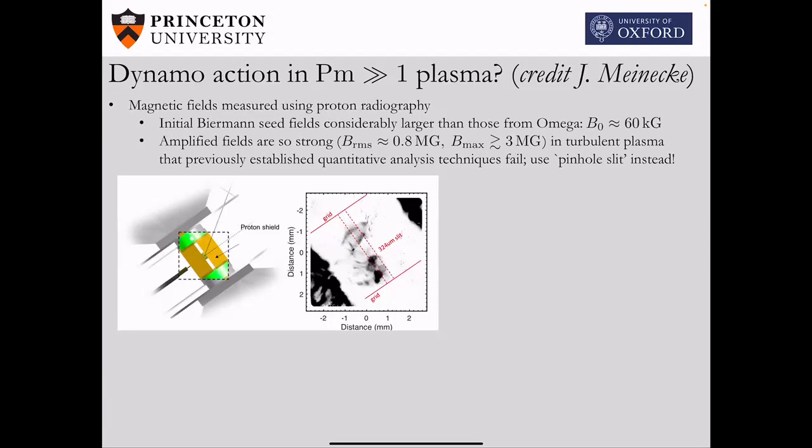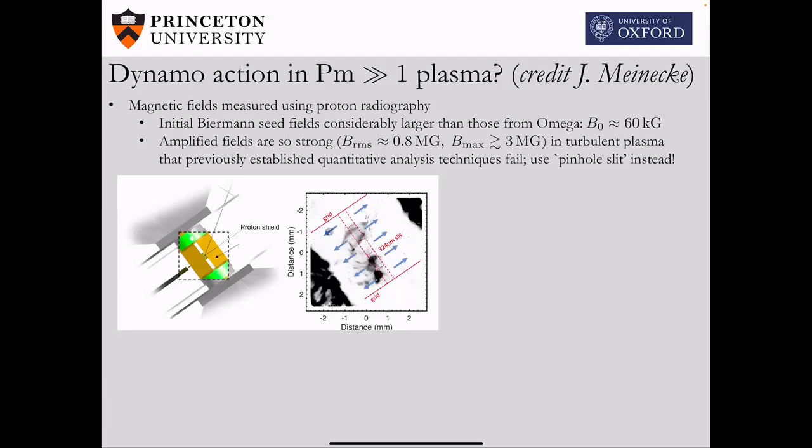And so if there were no fields, all the protons would just sit inside this region here. However, as you can see from the actual data, the protons are scattered all over the place. And this is consistent with there being very strong magnetic fields present in this turbulent plasma.